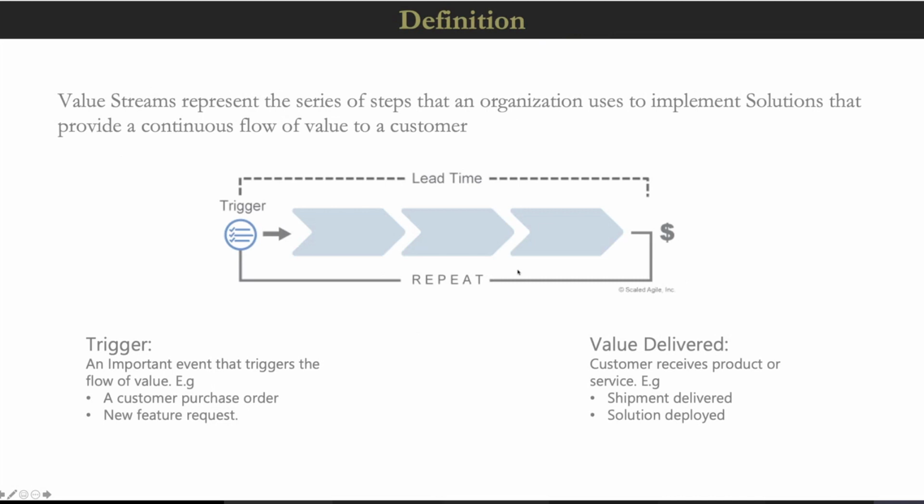So starting from the basics, a value stream represents a series of steps that an organization uses to implement solutions that provide a continuous flow of value to a customer. Think about an event that triggers the flow of value. It could be a customer purchase order, it could be a new feature request. And what that leads to is a series of steps, a series of actions, converting input into an output at each step, ultimately delivering value to the end customer.